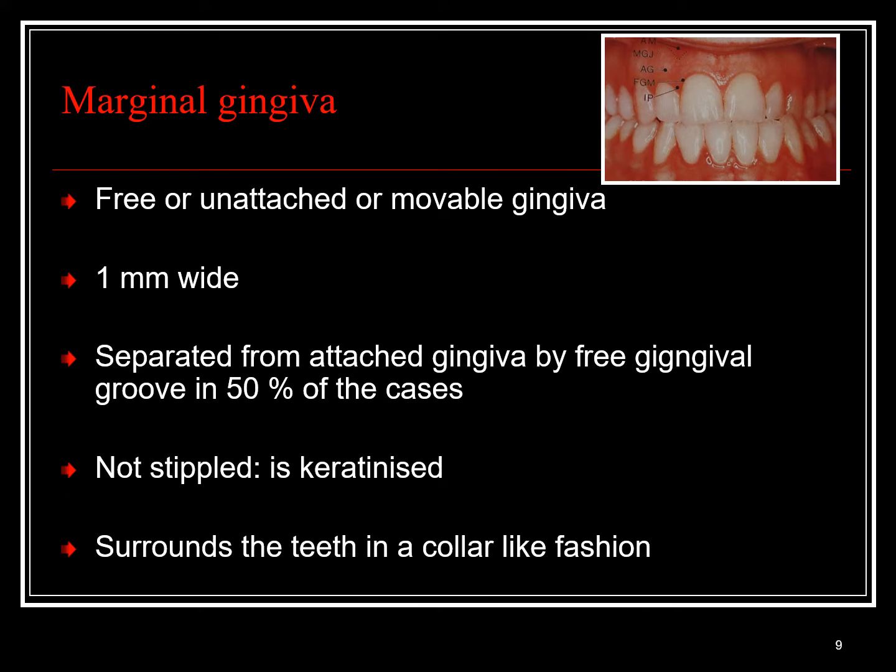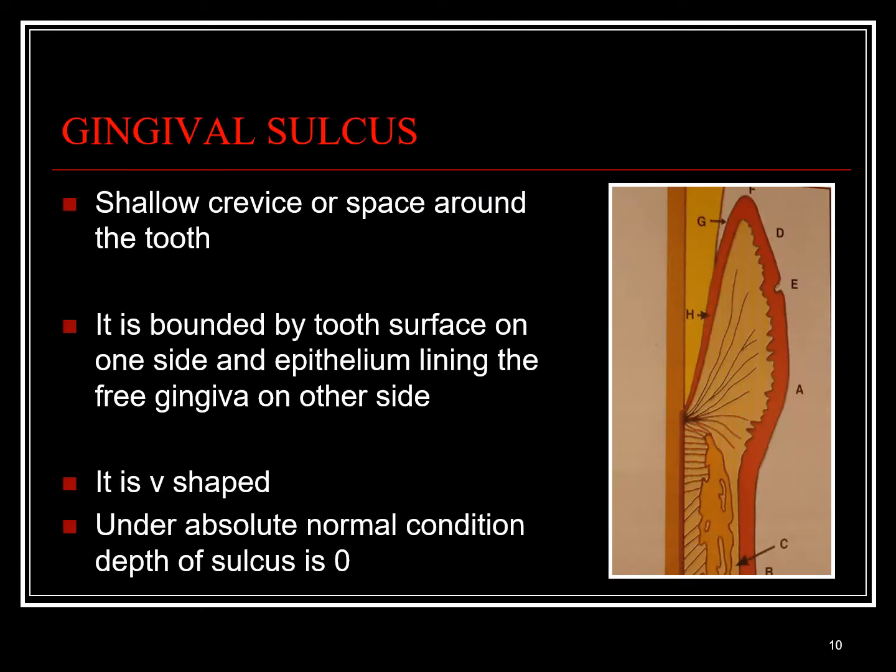Now marginal gingiva. The free, unattached or movable part of gingiva is called the marginal gingiva. It is 1 millimeter wide and it is separated from attached gingiva by the free gingival groove in 50% of the cases. It is non-stippled and it is keratinized. It surrounds the teeth in a collar-like fashion.